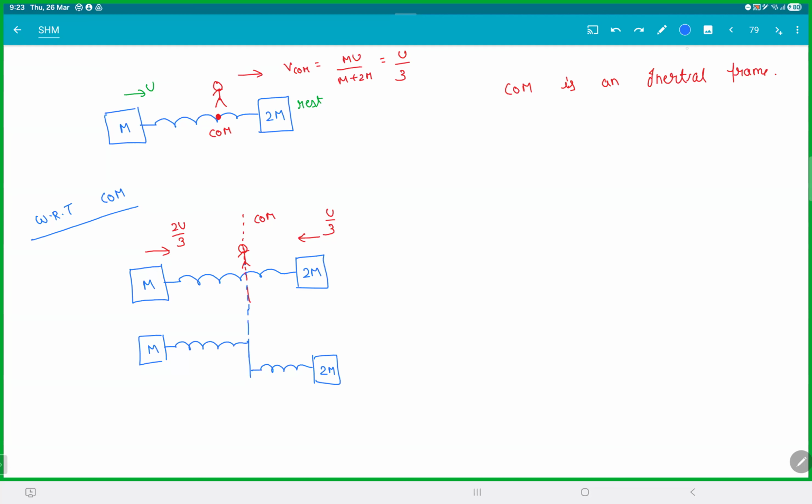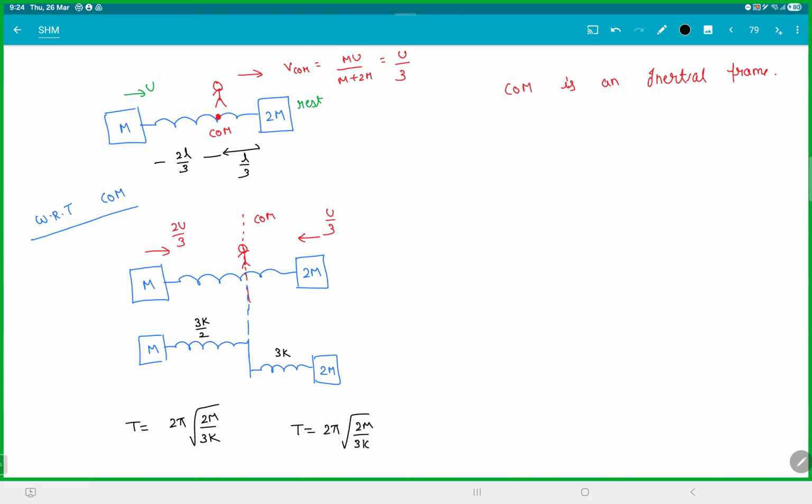And what is the length of the springs? The center of mass will divide them in the opposite ratio. So this is L by 3 and this is 2L by 3. That means this spring constant will be 3K by 2 and this spring constant will be 3K. So the time period of this block will be 2 pi root over 2m by 3K. The time period of this block will be 2 pi root over m by 3K by 2. It will be the same. The time period has to be the same.